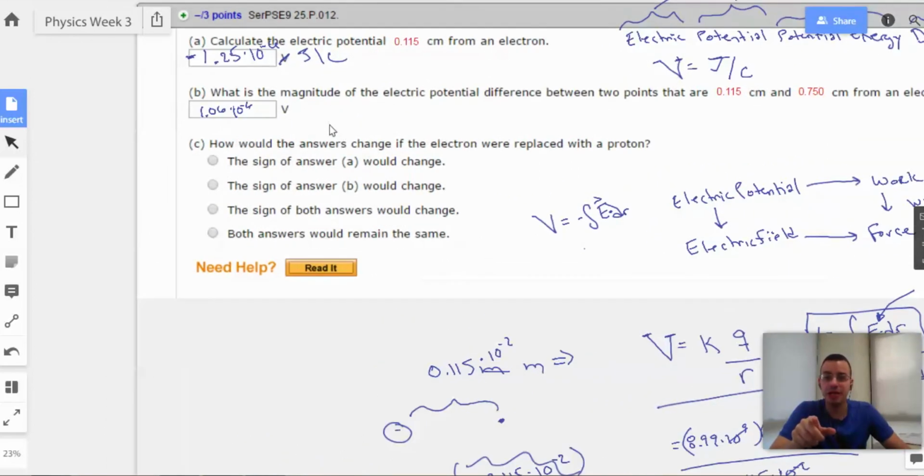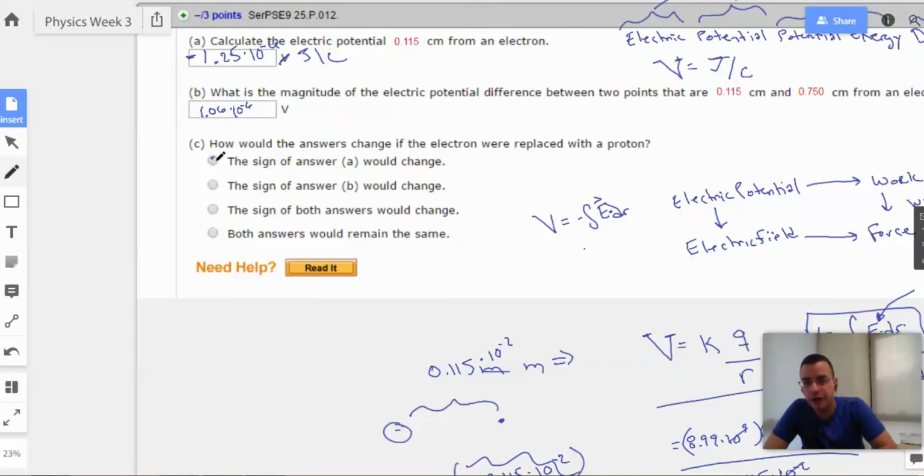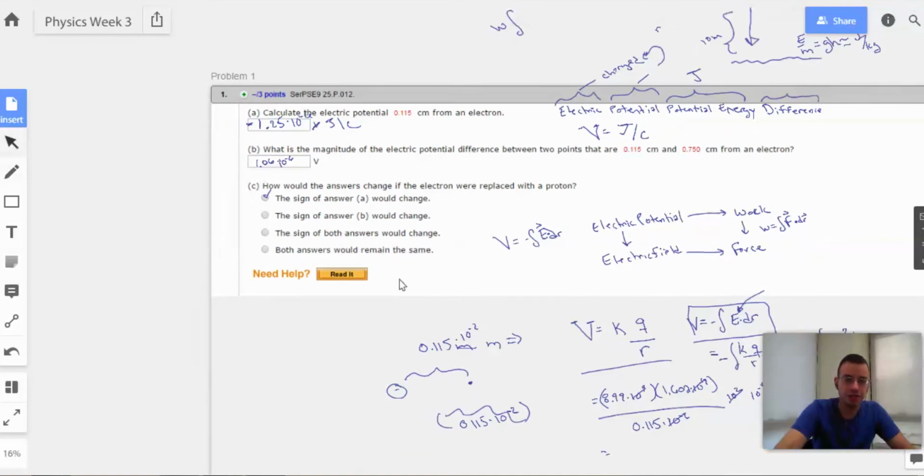Now for the sign of B, what is the magnitude of the electric potential? Magnitudes are always positive. Think of it like a distance. You don't have negative distances, mostly. So the sign of B is not going to change no matter what. The sign of A will change. So sign of answer A would change. That's true. Sign of answer B would change. No, it's not true. Sign of both would change. No. Both answers remain the same. No. So it's only the first one. The sign of answer A would change.